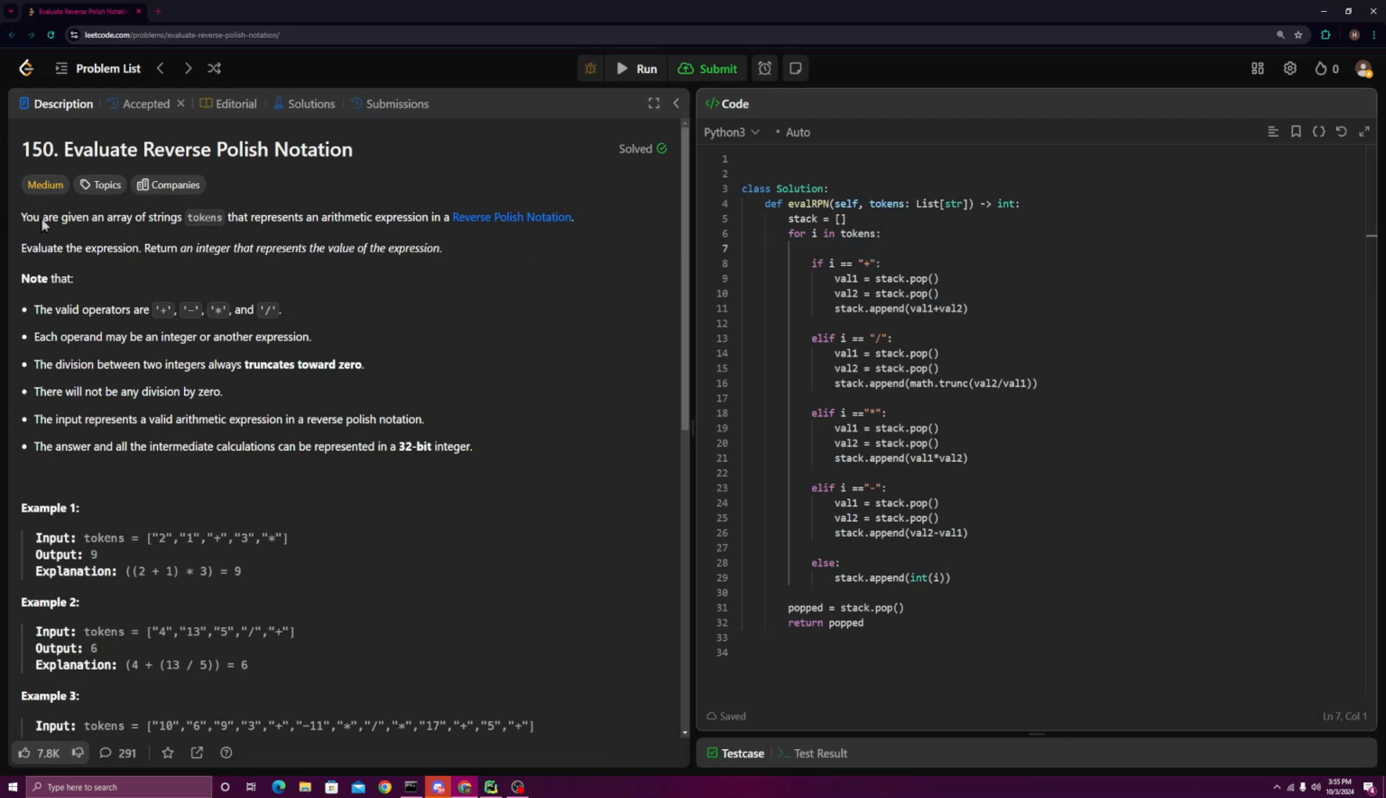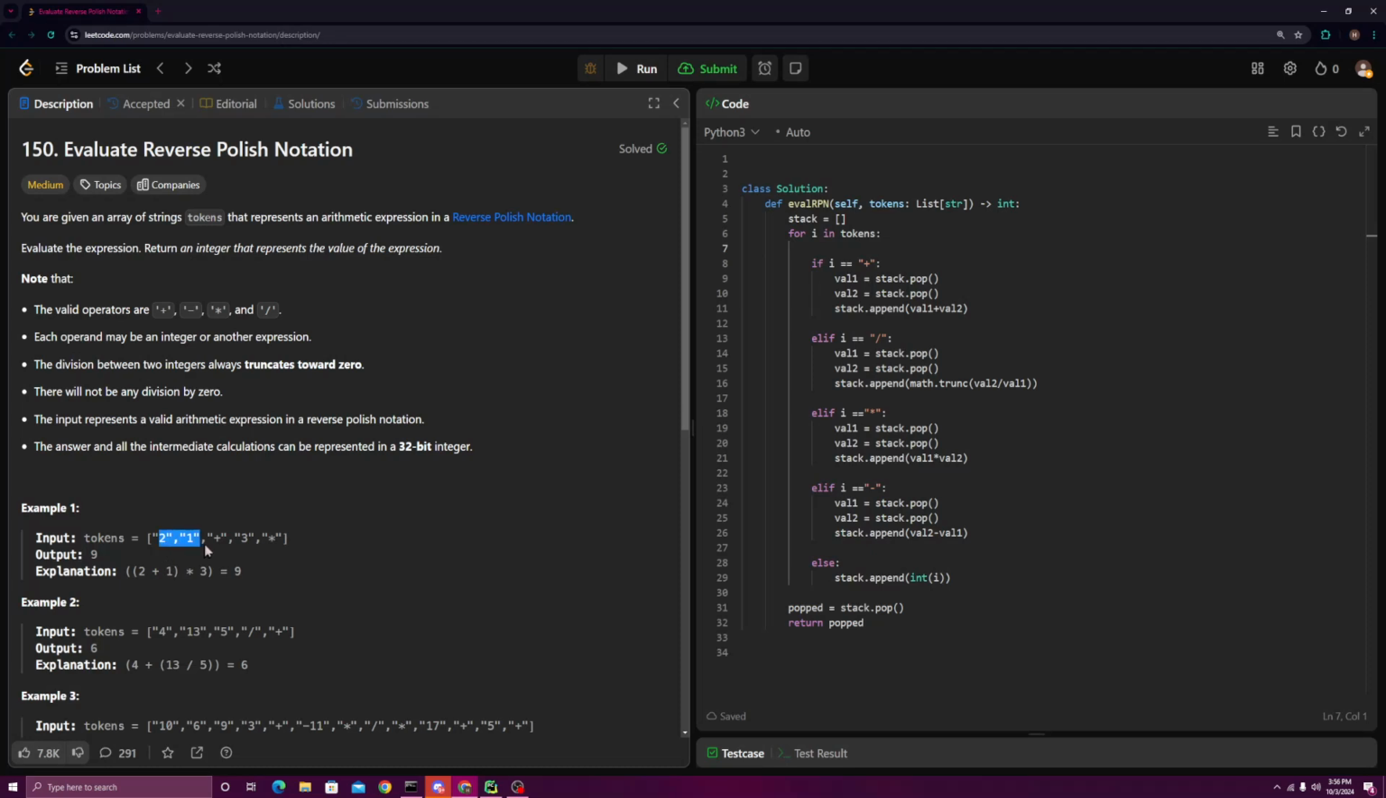You are given an array of strings tokens that represent an arithmetic expression in reverse Polish notation. Evaluate the expression and return an integer that represents the value of the expression. First of all, in case you don't know what reverse Polish notation is, it just means postfix. I didn't really know what it meant either till I searched it up.